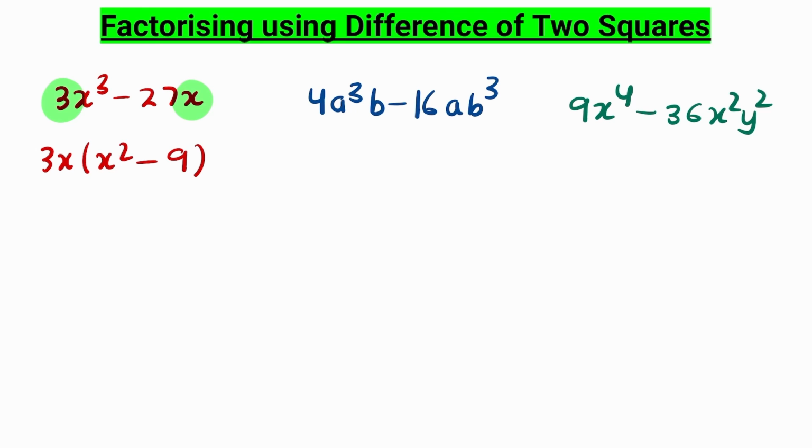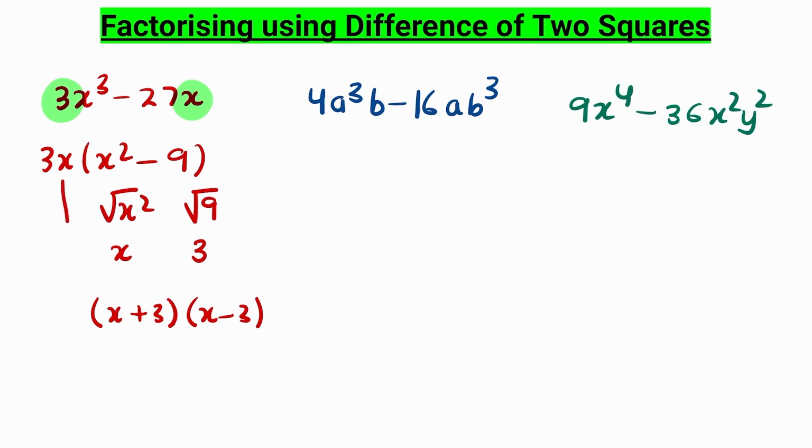Now the process is simple. Here we have to take the square root of x squared and the square root of 9. What is the square root of x squared? It's x. The square root of 9 is 3. And then after that we have to separate into two pairs of brackets: x, 3, x, 3. And then put a plus in one pair of brackets and a minus in the other pair of brackets. And also we have to take this 3x down because it's the common factor. And that's the final answer.